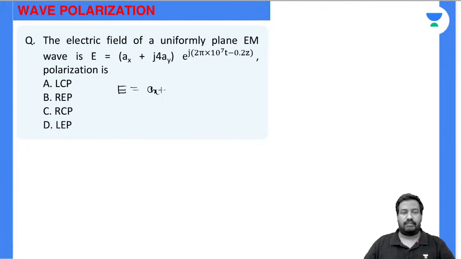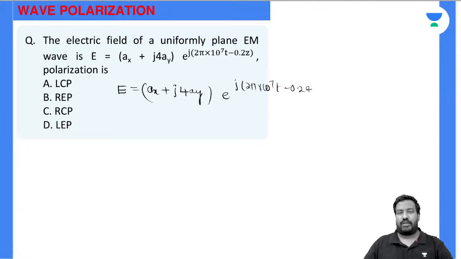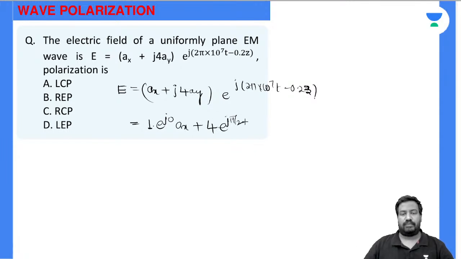E is given by ax plus j 4 ay, e power j 2 pi into 10 power 7, minus 0.2 z. Tell me the polarization. This can be written as 1 into ax, or 1 into 1 is e power j0, 1 into e power j0 into ax plus 4 into j, which is e power j pi by 2, of ay. Now, if you write in this way, it will be easy for you.